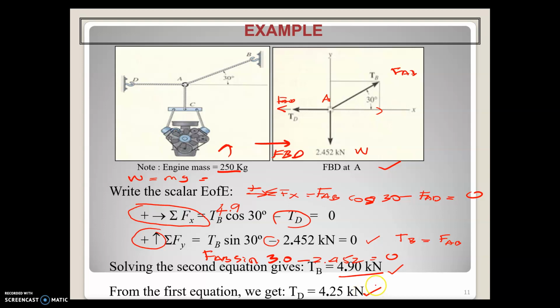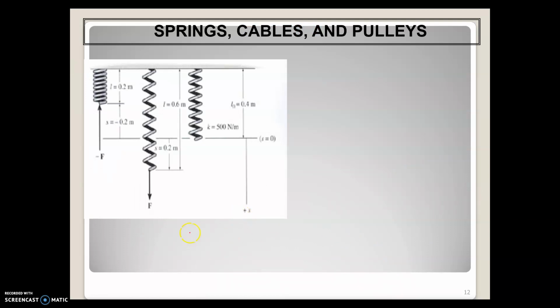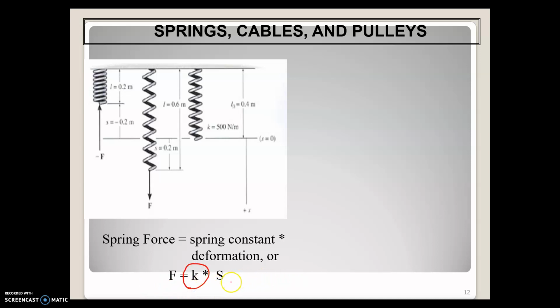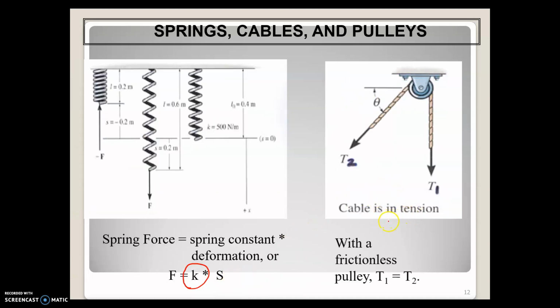Simple, right? So the function ataupun the useful of this FBD is to determine the unknown forces yang terlibat pada free body diagram awak by using equation of equilibrium. Right. Springs, cables and pulleys. Right. You can see spring ni, right? Given spring force is equal to spring constant times dengan deformation. Okay? You know that the spring force is equal to you have a spring constant K, you multiply dengan deformation dia, berapa pemanjangan dia pergi.